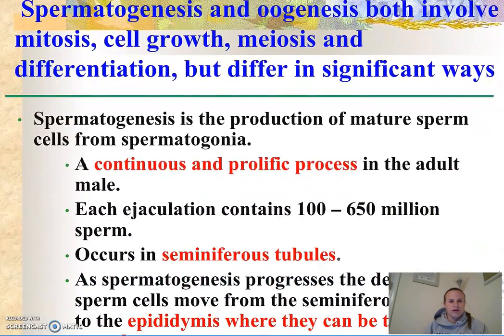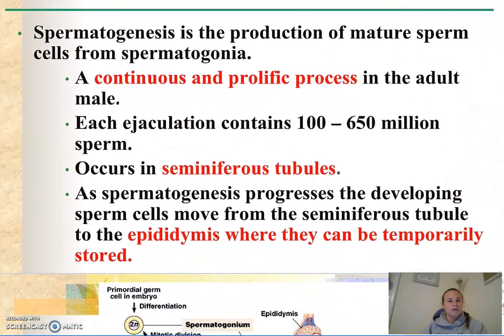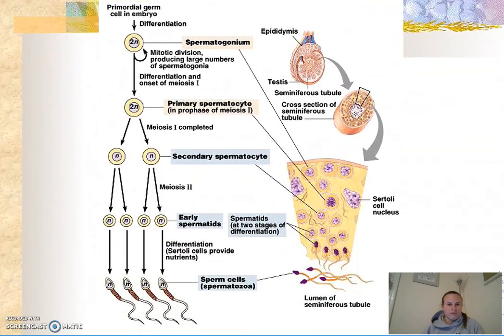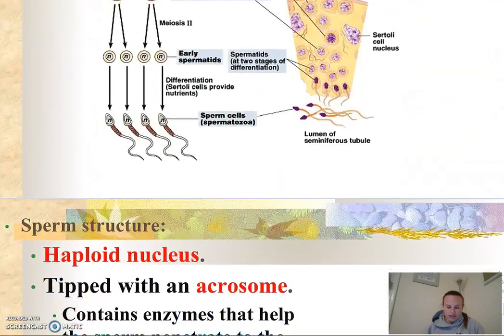So let's start out by talking about spermatogenesis. Spermatogenesis is the production of sperm. It's a continuous process. It's a prolific process, meaning I make lots and lots of sperm. The spermatogenesis occurs in the seminiferous tubules, and then they're stored in the epididymis until they can be released. So here's an overview of the process of spermatogenesis.